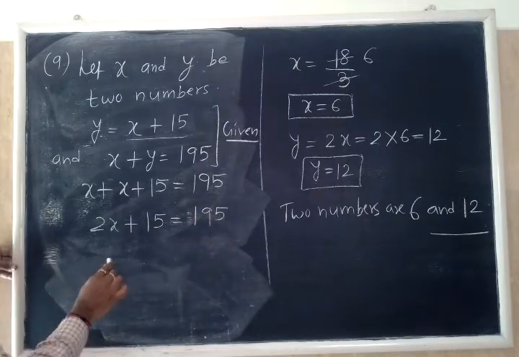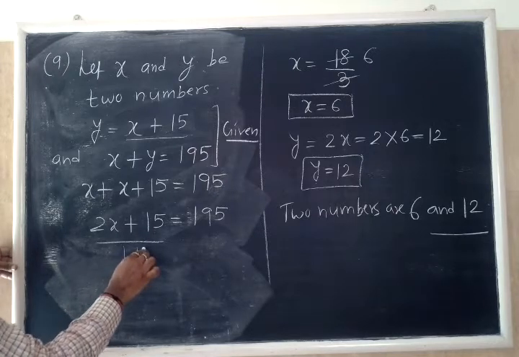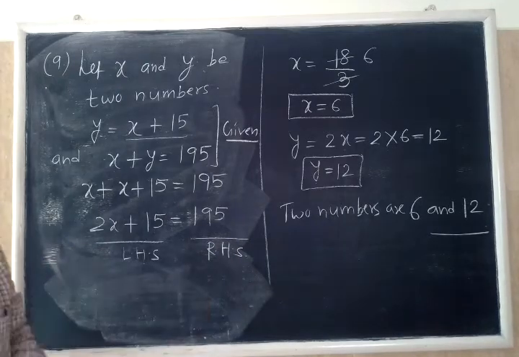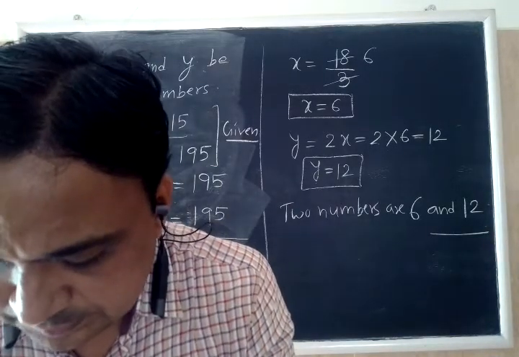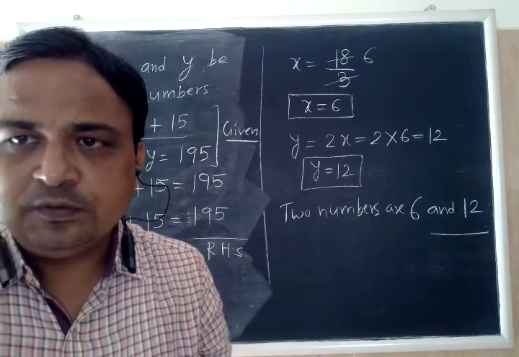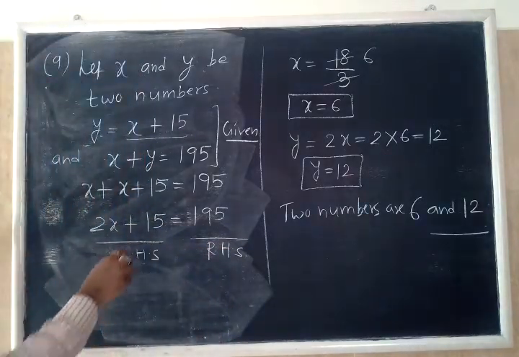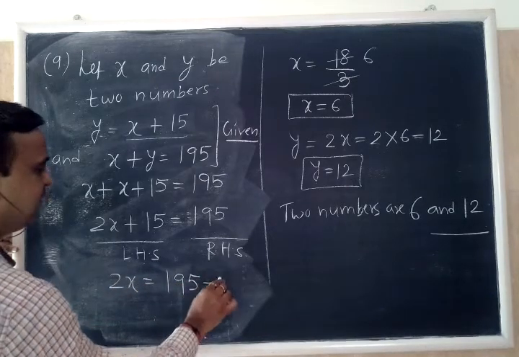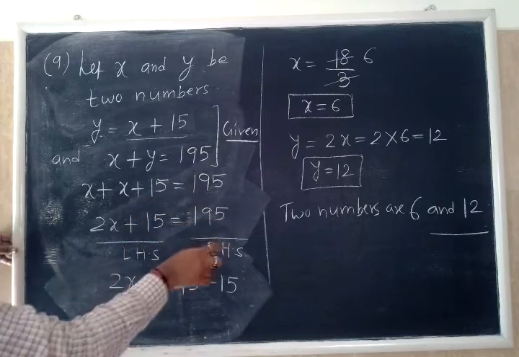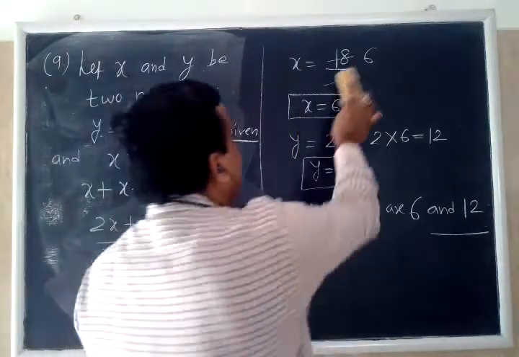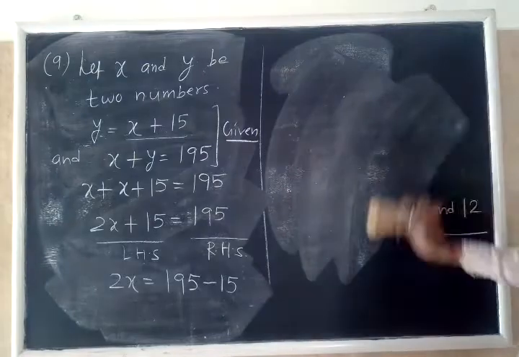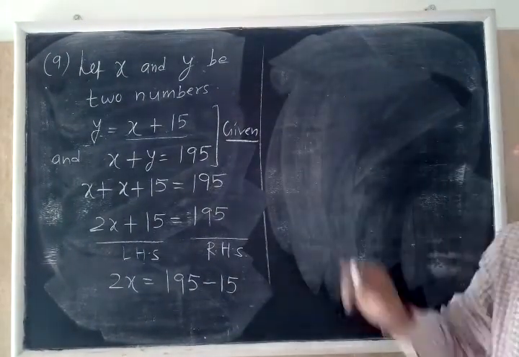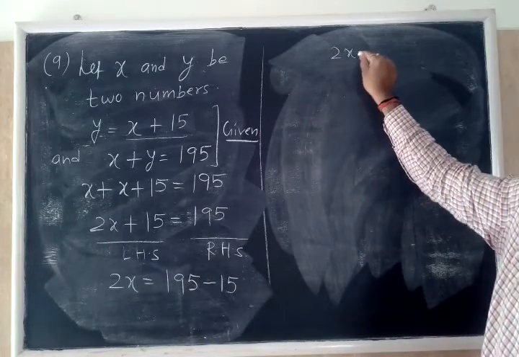Okay. So this is my left hand side, and this is my right hand side. On the left hand side it is plus 15. So when I take 15 to the other side, it will become minus 15. So 2x is equal to 195 minus 15. 195 minus 15 is 180. So 2x is equal to 180.